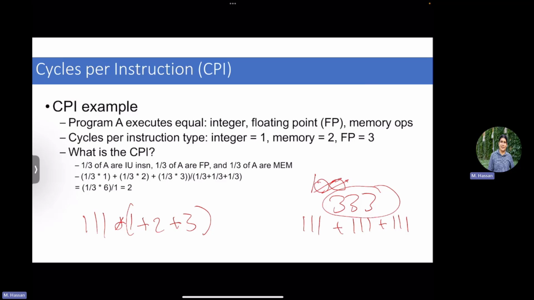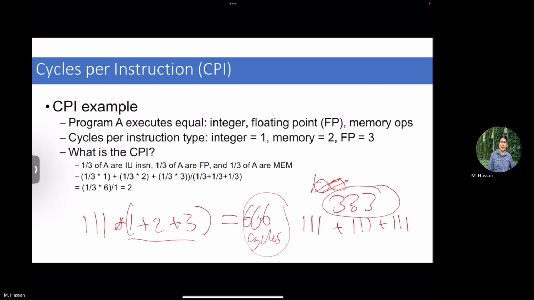Let's see what I have done here. Make sense? And then I need to multiply by the frequency, but I'm only calculating CPI here, so I don't care about the frequency term. So this will give you simply 1 and 2 is 3, 3 and 2 is 5, and this is basically 6. So you'll end up with 666 cycles.